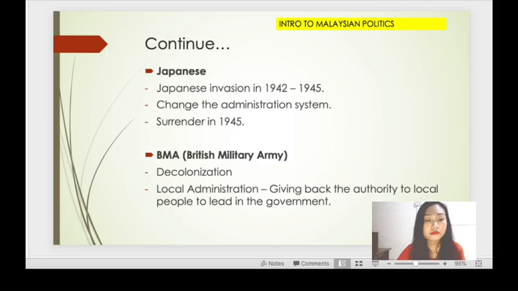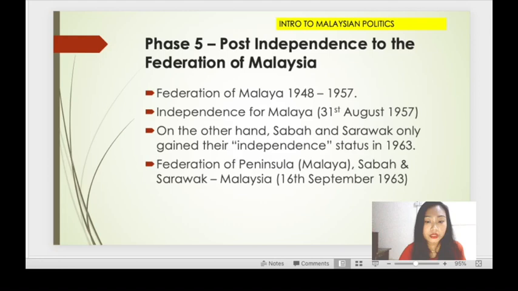Okay, for phase 5, post-independence to the Federation of Malaysia. The Federation of Malaya was formed in 1948 and was ongoing until the year 1957, when it got its independence on the 31st of August 1957. You know this, right? Because we always have Sambutan Hari Kemerdekaan, Independence Day, and you have your holiday that time, so you must be remembering this date very well.